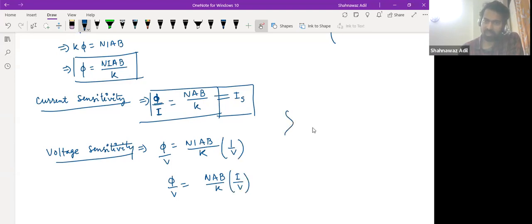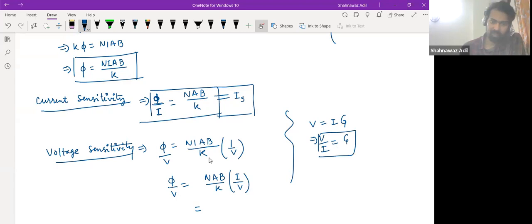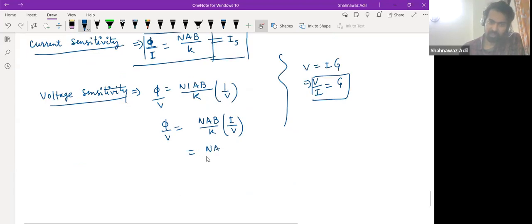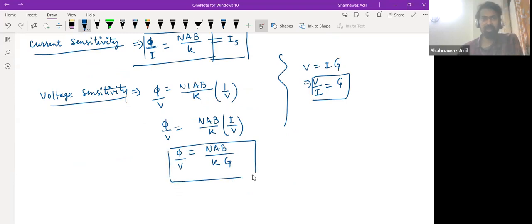So we know that V is I R, right? And for the case of this galvanometer, we represent the resistance of the galvanometer as G. So V by I would be how much? That would be G. So if we put that value in here, this is the voltage sensitivity. Okay, so this was about the galvanometer, and it had different purposes.